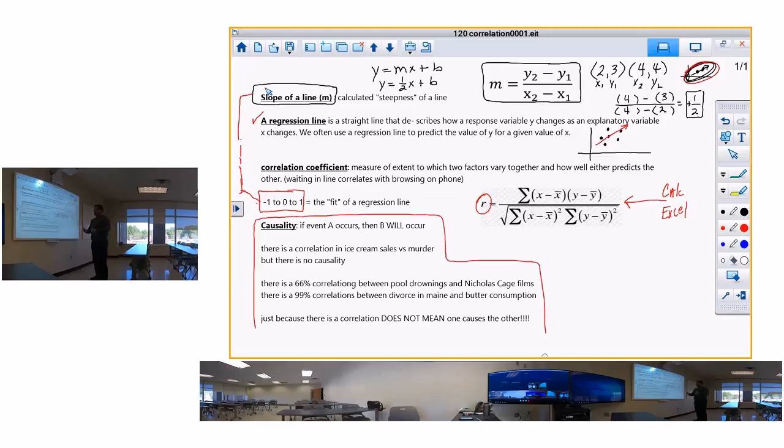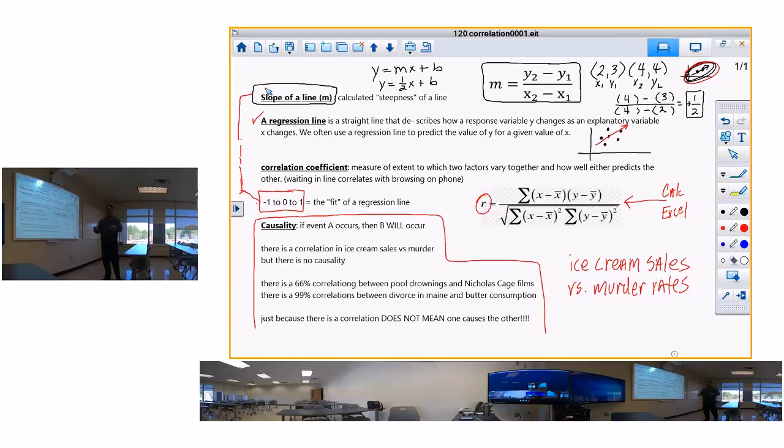There was one study done about ice cream. Ice cream sales go up with murder rates. The murder rates go up as the ice cream sales go up. Now, a lot of people say, oh my gosh, what's the causality? Well, there's no causality between ice cream sales and murder.